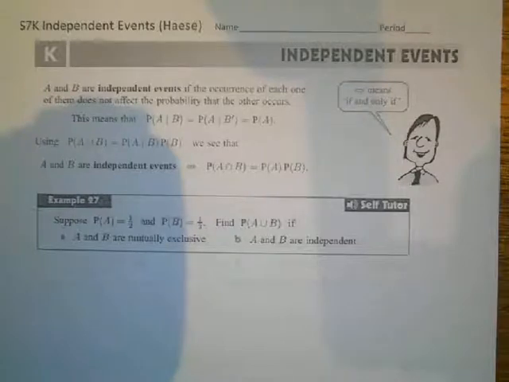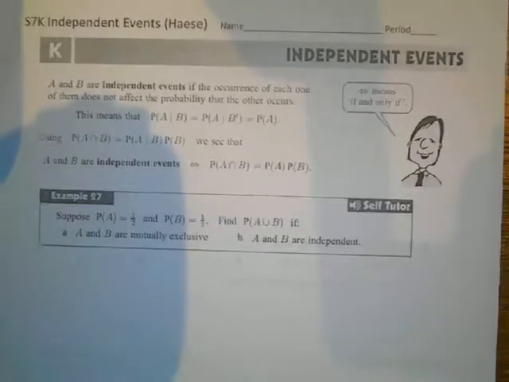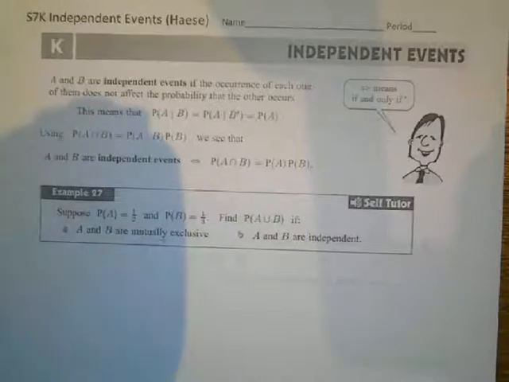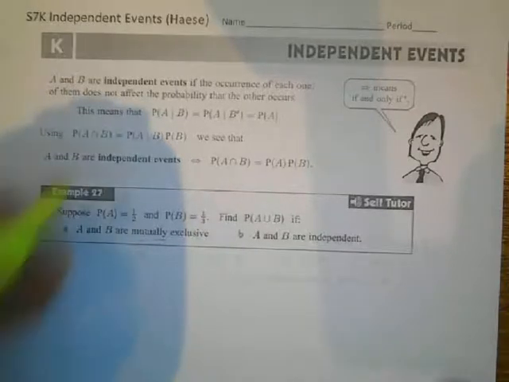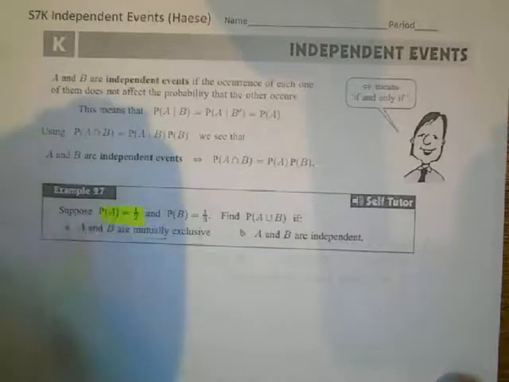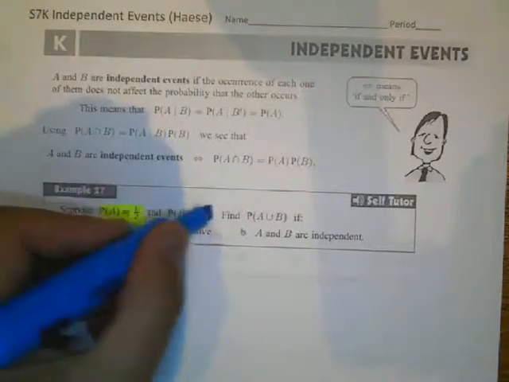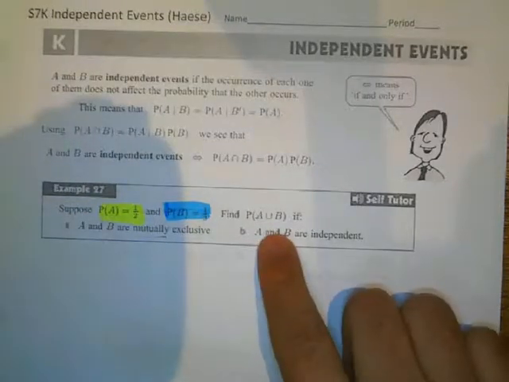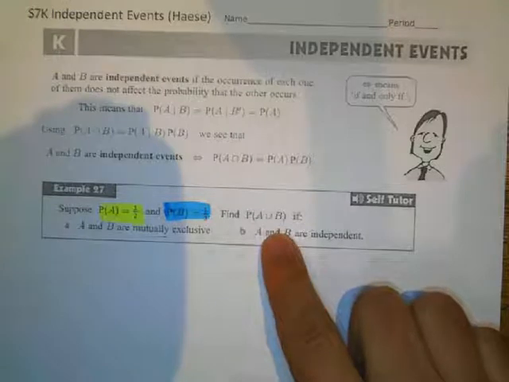Okay, this is the first page after the warm-up. So we're going to use the different formulas that we've been talking about. So here they've told you that the probability of A is 1/2 and the probability of B is 1/3. Okay, and they want you to find the union of A and B.